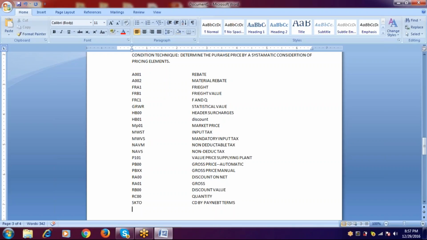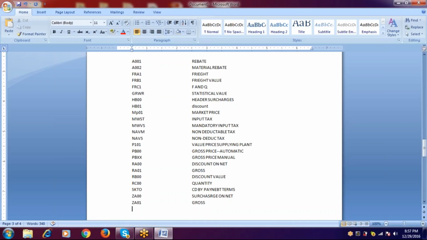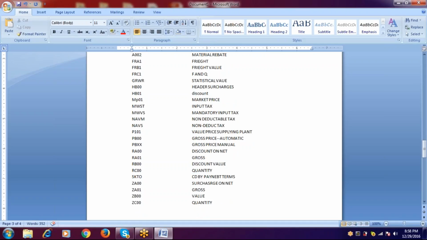Another one which we require is JA00, surcharge on net. ZA01, surcharge on gross. ZB00, normal surcharge value. ZC00, surcharge on quantity.